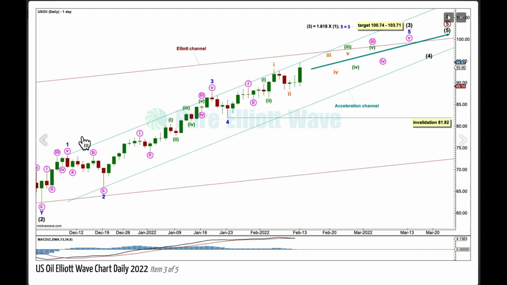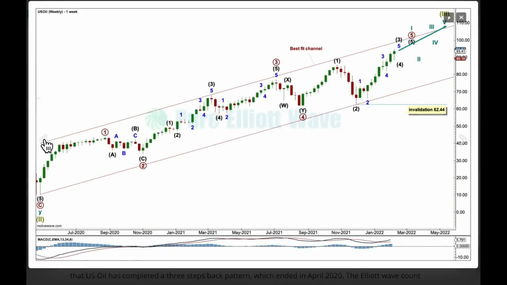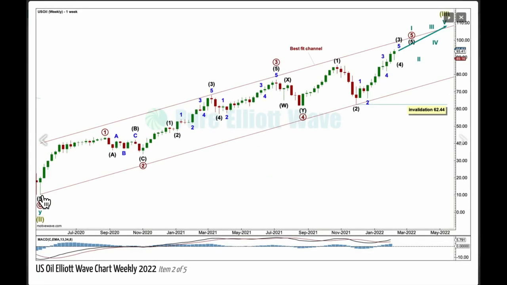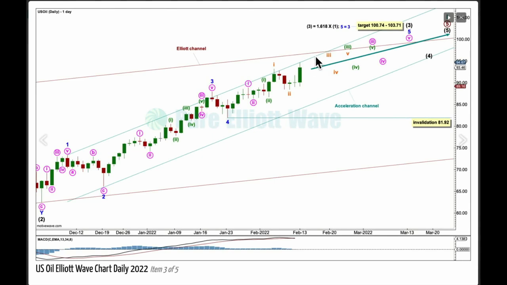This Elliott channel, let's go back to the weekly chart and see how this is drawn. I've drawn it from this low here, the important end of supercycle 2 and the start of supercycle 3, to this low down here and pushed a copy up here to contain all of this movement. So this is a best fit channel. If price comes up to the upper edge of that channel, look out, we might find some resistance there.